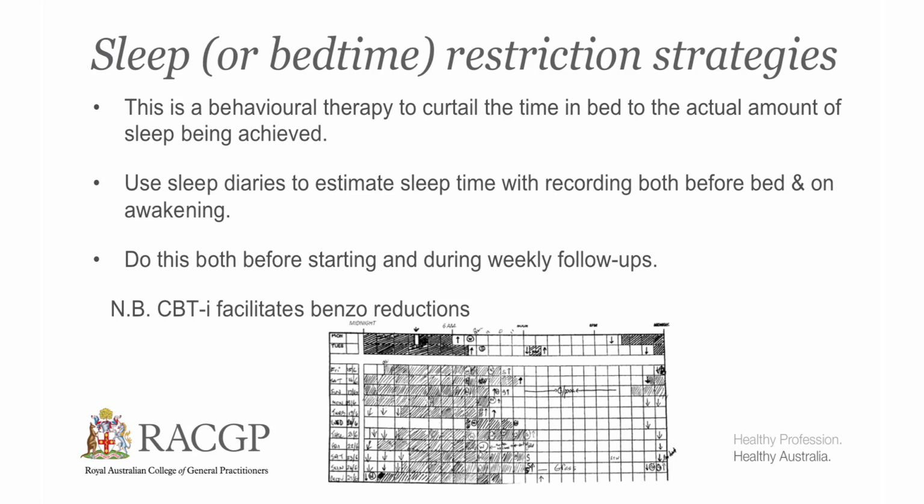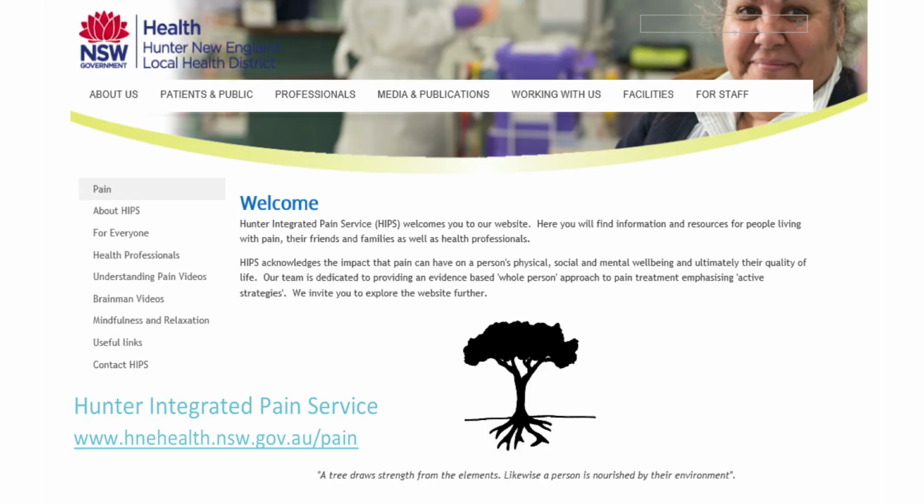So you work out what amount of time they need to sleep, then you restrict their time in bed to that time. And then if they're still tired and they're sleeping efficiently, you start to bring the going to bed time a little bit earlier, but you keep the getting up time the same. If you do this, it will also help you reduce those benzos, which are also harmful in the pain practice.